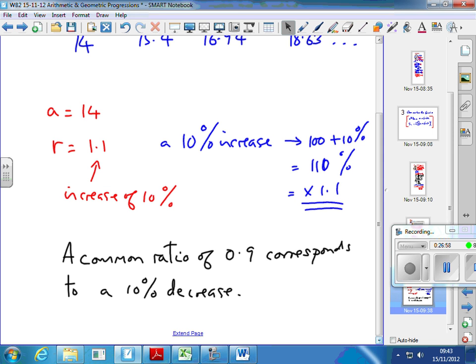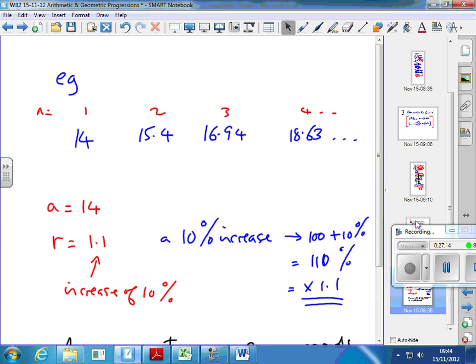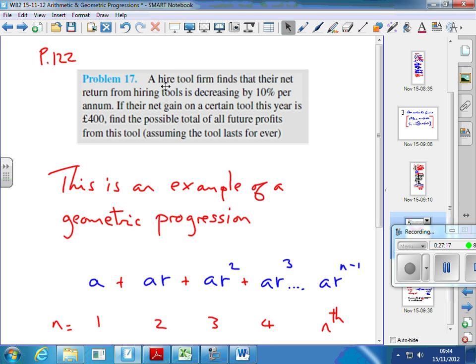So something increasing by 10% is multiplied by 1.1, and something decreasing by 10% is multiplied by 0.9, because of our understanding of percentages. Looking back at the example: a hire tool firm finds that their net return from hiring tools is decreasing by 10% per annum. So it's a geometric progression because it's decreasing by a fixed ratio, 10%. So what would r be?